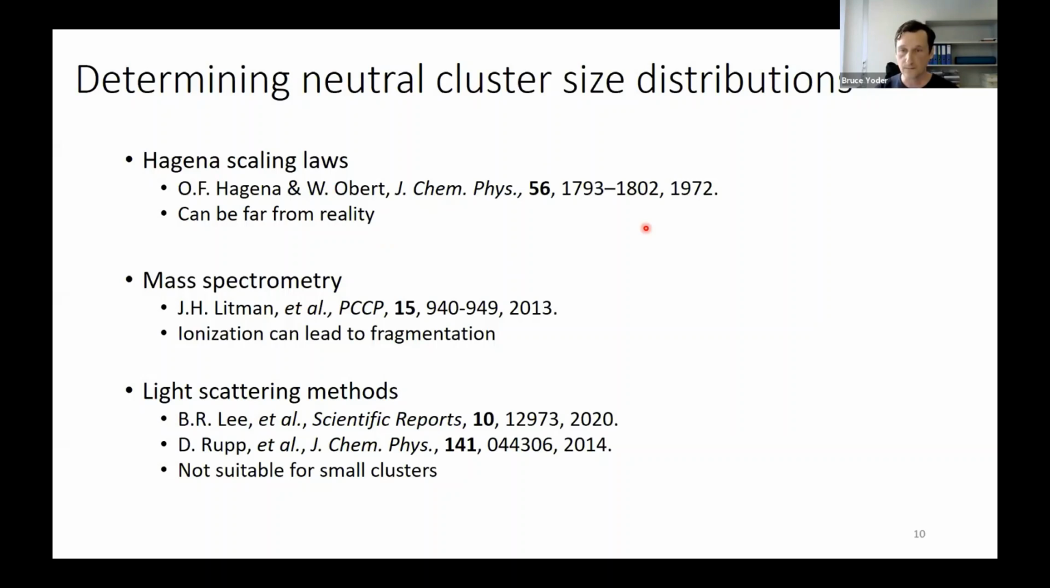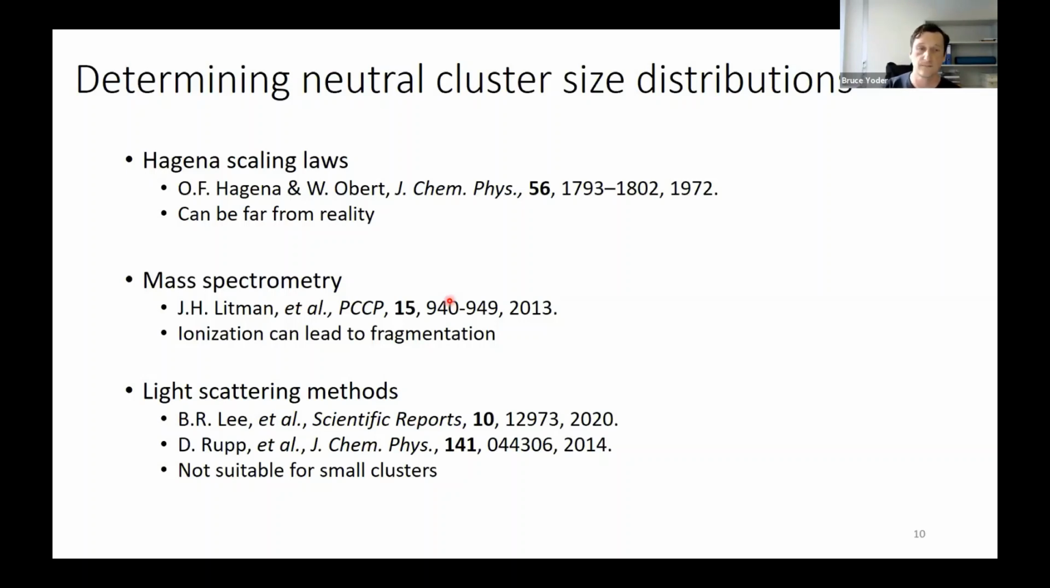Scaling laws use parameterization of an idealized expansion to predict clustering in a real expansion. This is not an in situ method, and in some cases can be quite far from reality. That said, depending on your experiment, it may be all you have, or precise knowledge of your cluster distribution may not be critical. Soft ionization and mass spectrometry detection is an in situ method that can yield detailed information on clusters in your experiment, but also has its limits. For example, ionization-induced fragmentation is significant in some cases.